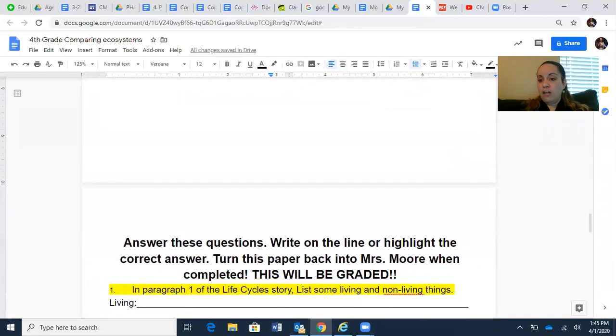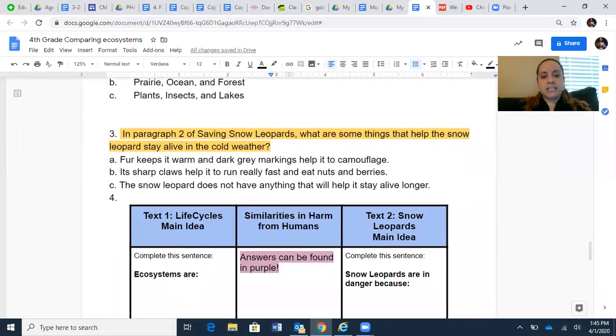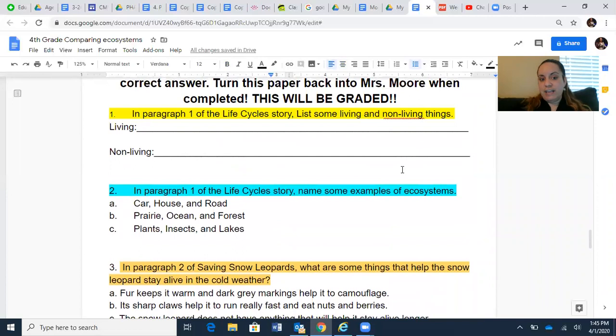Okay, that's all of the 2 texts. Now, it says, answer these questions. Write on the line or highlight the correct answer. Turn this paper back into Miss Moore when you're completed. This will be graded. Yes, I am going to grade this and give it to your teacher so that they can put it in your report card. So it's important that you do this. I have helped you out a lot with this. If you see, all of the questions have a color highlighted and they match the answer in the text.